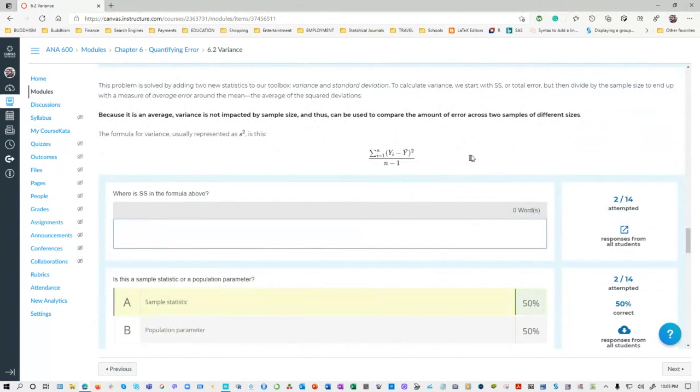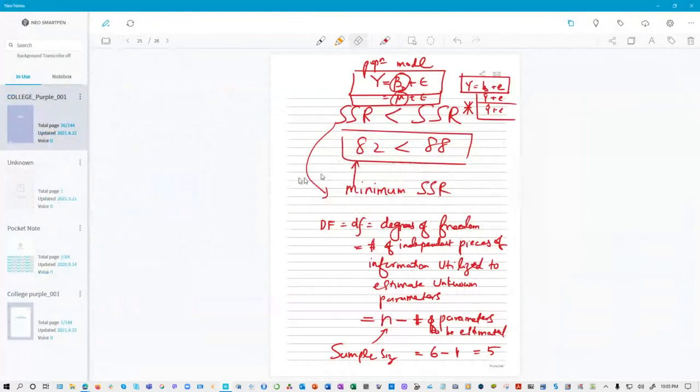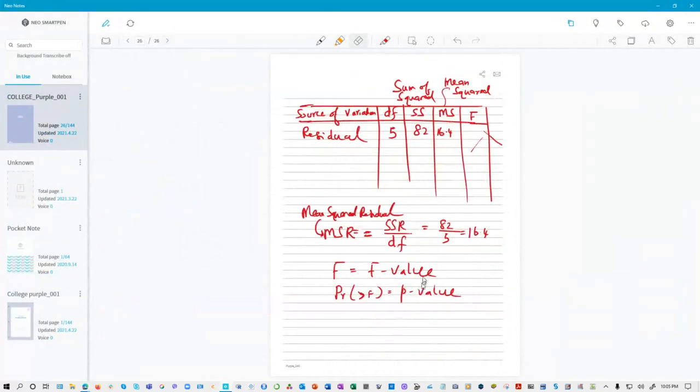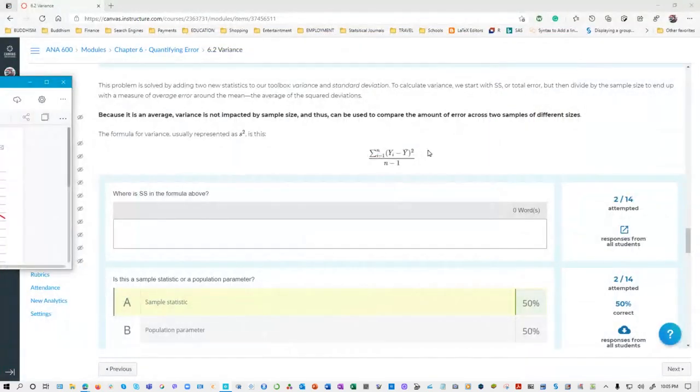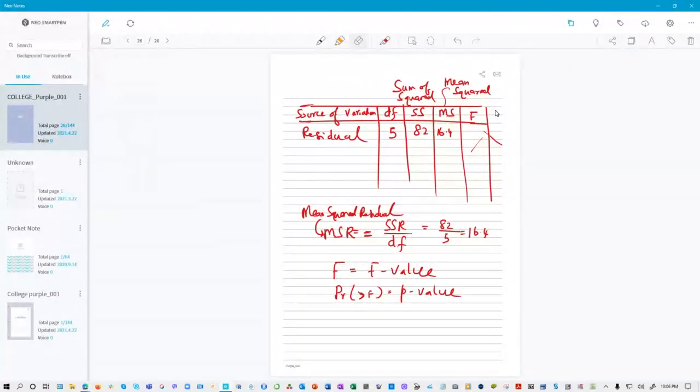Variance is nothing but mean squared residual. I'm trying to say the same thing. Mean squared residual is the sum of squared residual divided by degrees of freedom. This is SSR, okay? Divided by degrees of freedom. Now I'm going to call that one a name, variance.